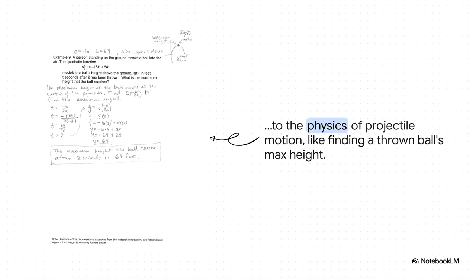Or how about physics? You know that perfect arc a ball makes when you throw it? That's a parabola, and it's described by a quadratic function. If you want to find the ball's maximum height, you're looking for the vertex of that parabola. And you find that using the formula -b divided by 2a, a direct piece of your quadratic knowledge.